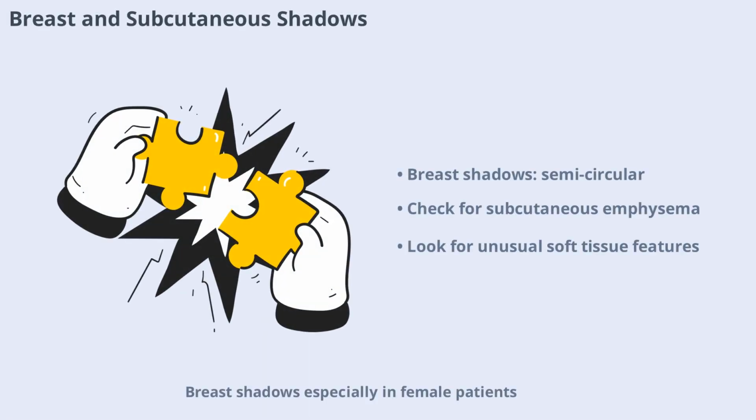Breast shadows, especially in female patients, appear as semicircular densities over the lung fields and chest wall. Their position can vary with age and body habitus. Also, examine subcutaneous tissues for signs of emphysema or other abnormalities, such as swelling or fibromas. Identifying these features is important, as they can sometimes mimic or obscure underlying lung pathology.